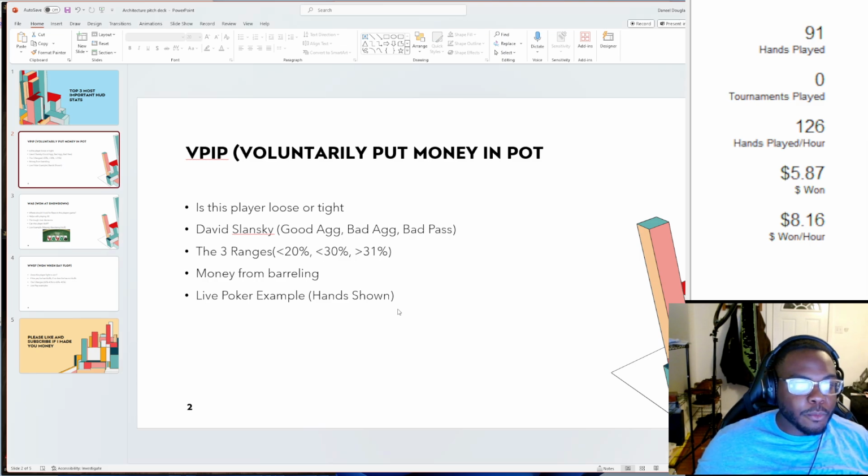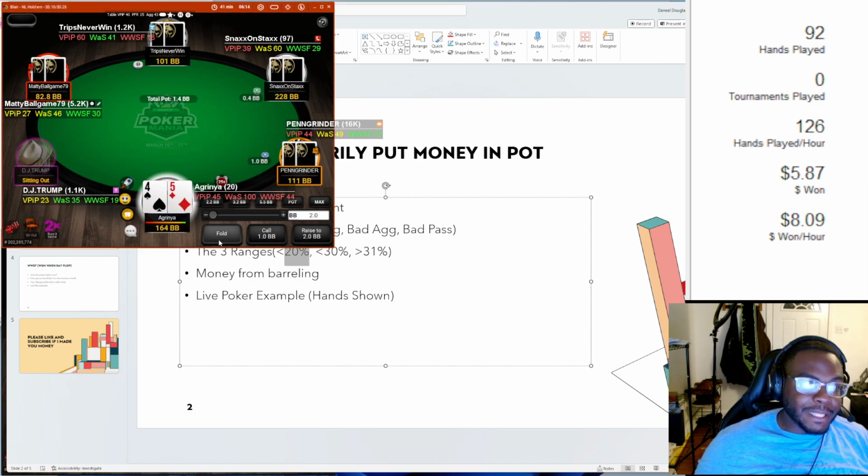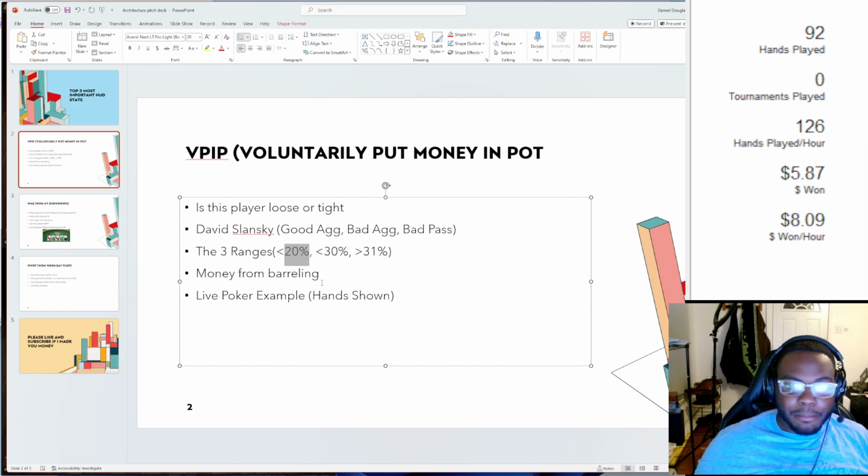So let's look at what you should look for in VPIP, percentage-wise. If they're less than 20%, they are tight. Now, all you got to do is look at what cards they show up with and discover, oh, they're good tight or bad tight. And if they're bad tight, they're just bad passive.